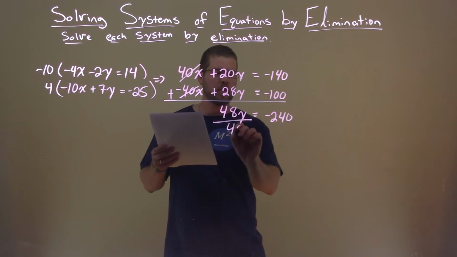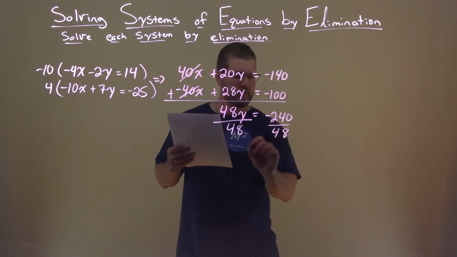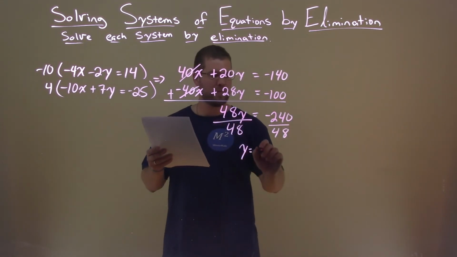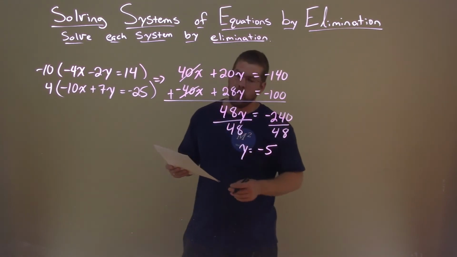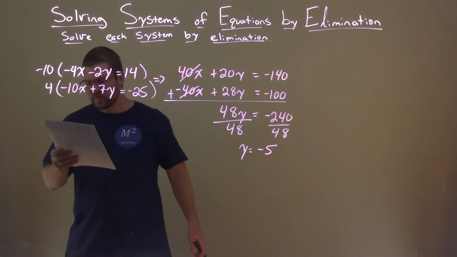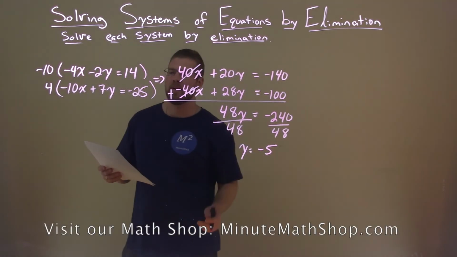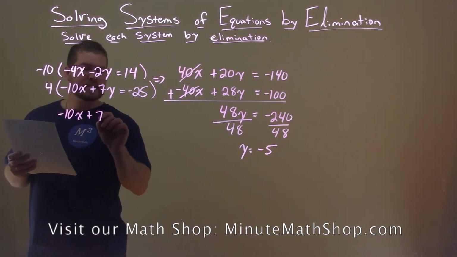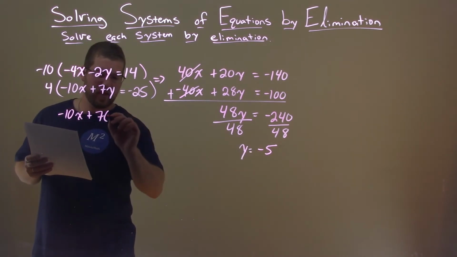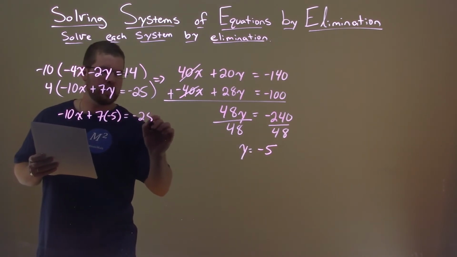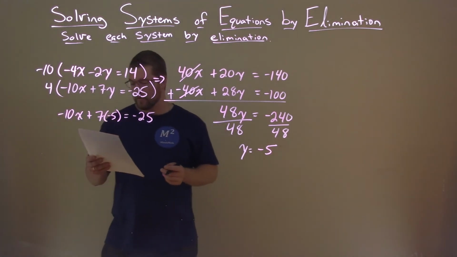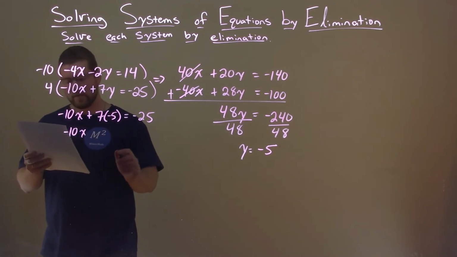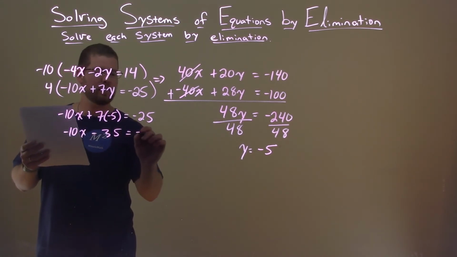Divide both sides by 48 here to get y completely by itself. And y is, well, negative 240 divided by 48 is a negative 5. We got our y value, we need to find our x value. So we got to choose an equation and plug y equals negative 5 in for y. Let's choose the second equation. Negative 10x plus 7 times negative 5 for the y value equals negative 25. Now we're solving for x here. Negative 10x, well, 7 times negative 5 is a minus 35 equals a minus 25.